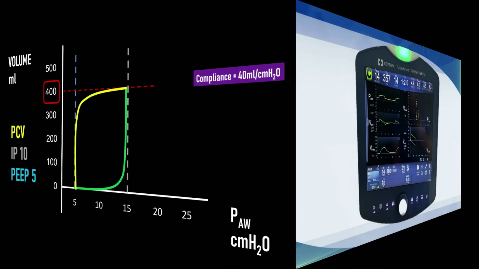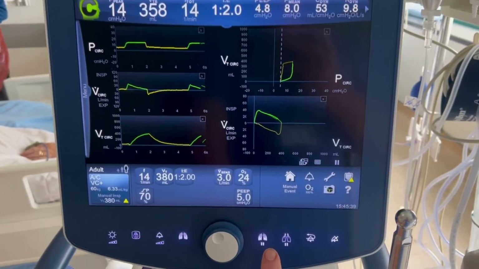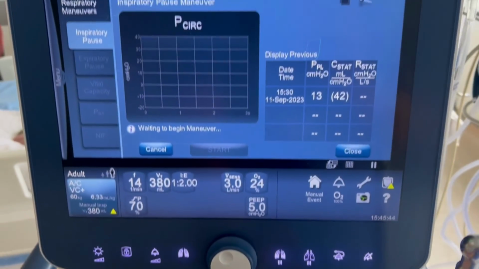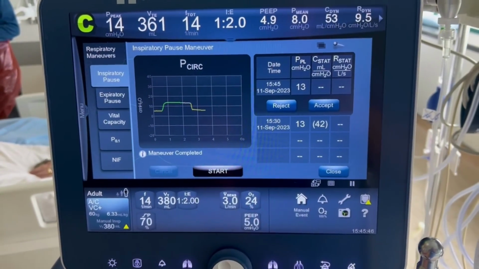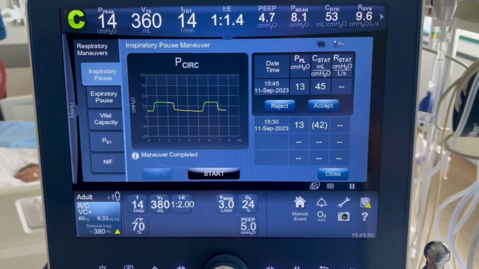Now, there is a way of measuring static lung compliance, and it's on every mechanical ventilator if you look carefully. On your ventilator, there's a button on the bottom of the screen that if you push it, up pops a window that generates an inspiratory pause, and that pause will give you a static lung compliance.